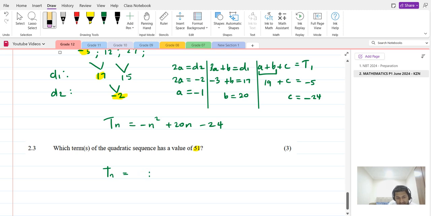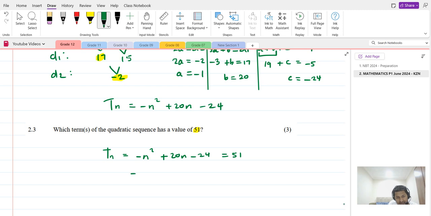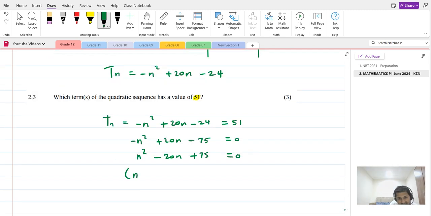So what's Tn? Tn is minus n squared plus 20n minus 24, and that needs to be equal to 51. Bring the 51 over, so you get negative n squared plus 20n minus 75 is equal to 0, because minus 24 minus 51. So you're going to write it in standard form. Don't ever work with negatives. n squared minus 20n plus 75 is equal to 0. We know one answer is 5, so n minus 5, and the other should give me 15.